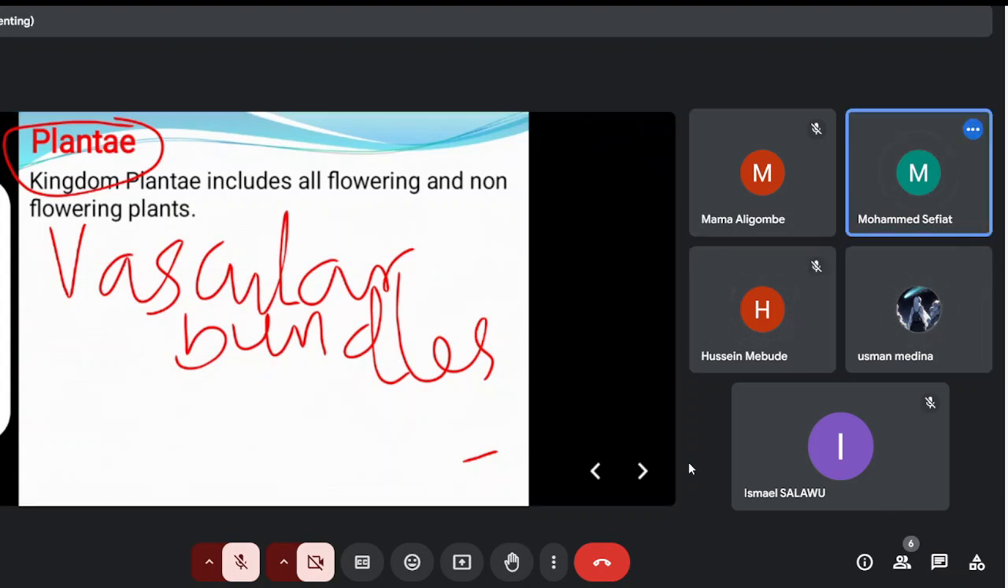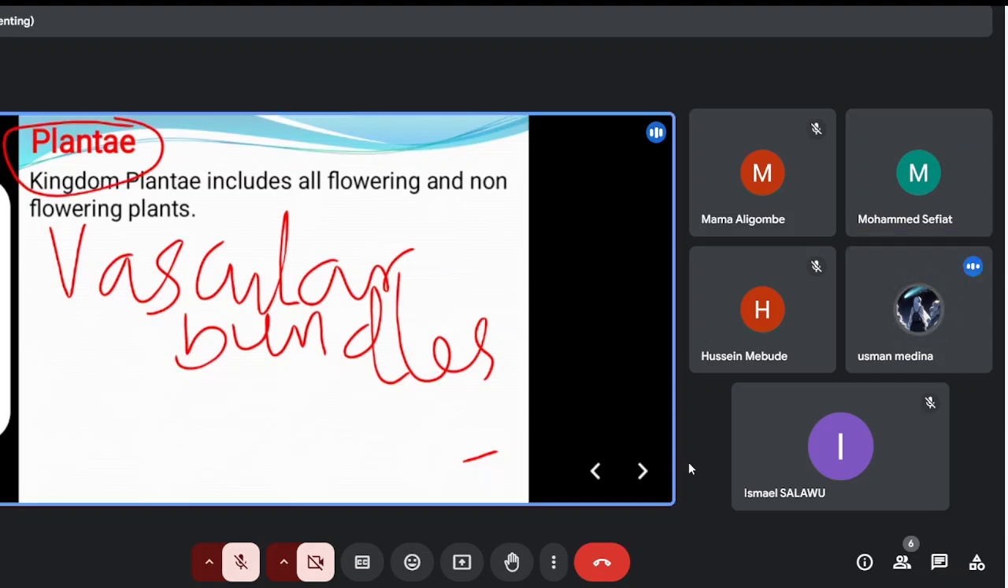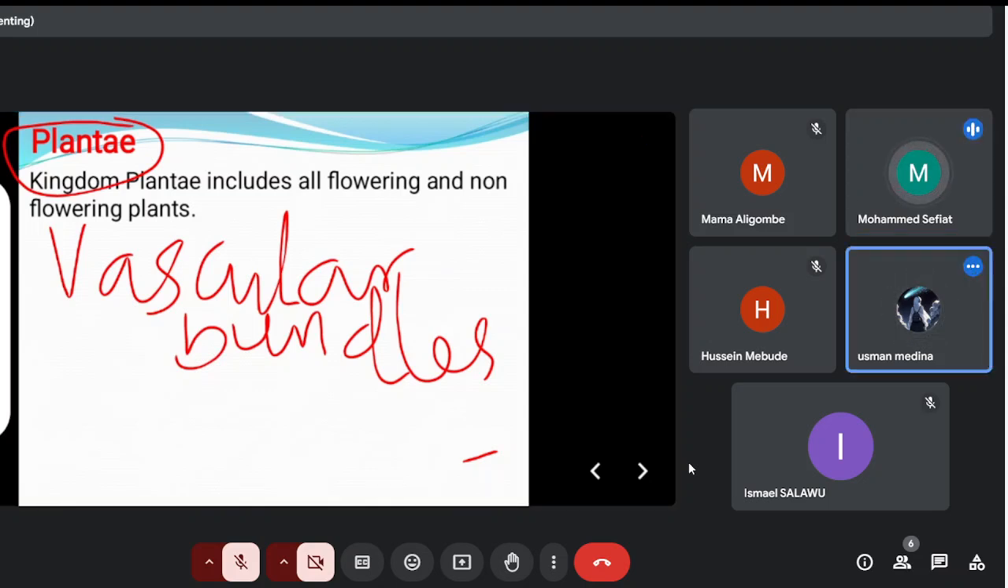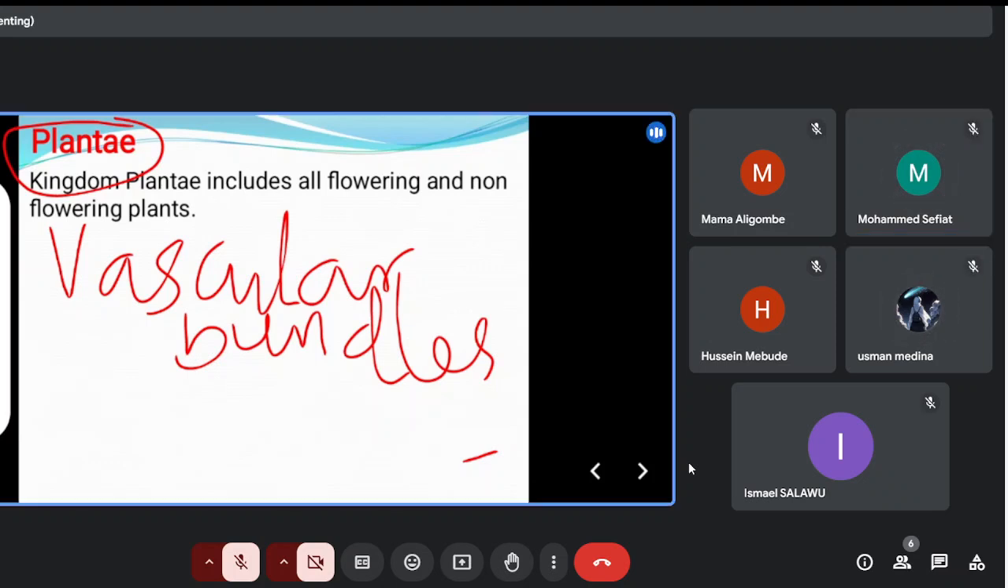Vascular bundles, what are they about? Tube-like structures that help plants to transport water, minerals, and other materials. They are tissues within the plants that aid transportation and movement of materials, including food, water, nutrients, and any other material that needs to be transported within plants. Those are tissues within the plant that aid the transport or conduction of those materials.